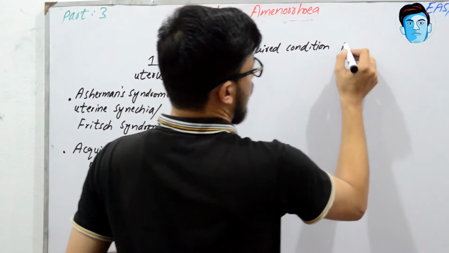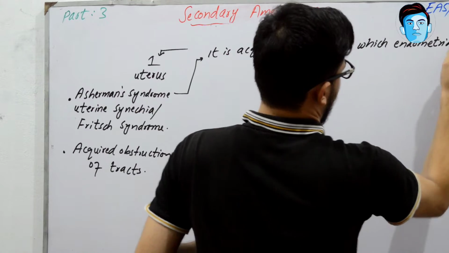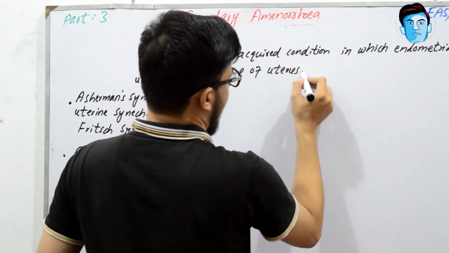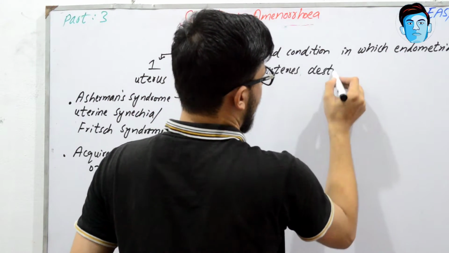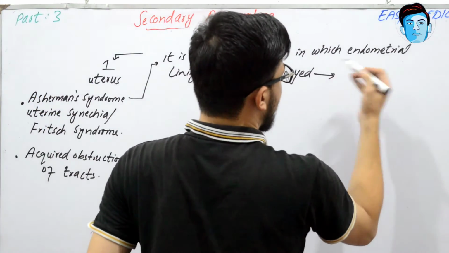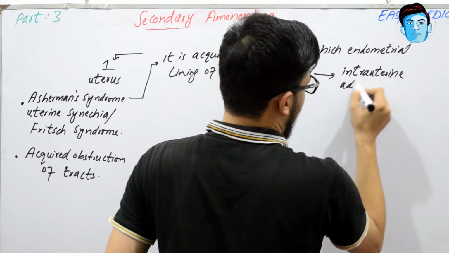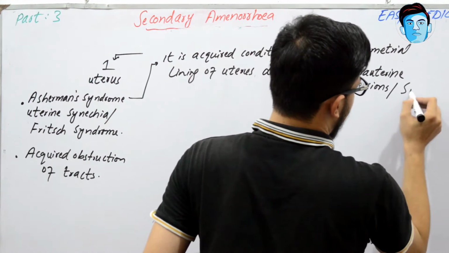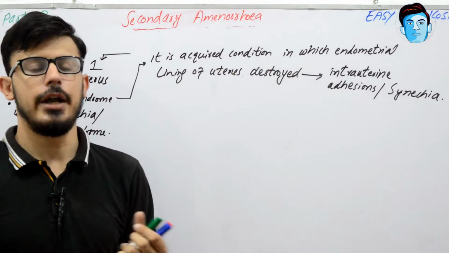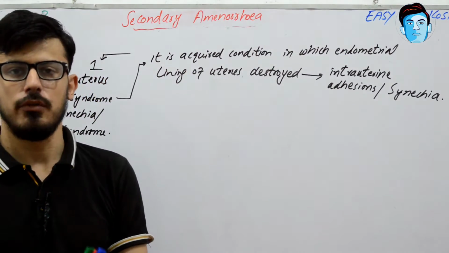in which the endometrial lining of the uterus is destroyed, and because of this disruption of the uterine endometrium, it leads to the formation of intrauterine adhesions, which is also called synechia. So this scar tissue makes the uterine wall more rigid and decreases the size of the uterus, and it often decreases the rate of menstrual flow as well.